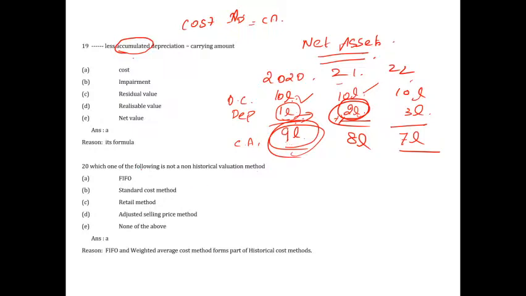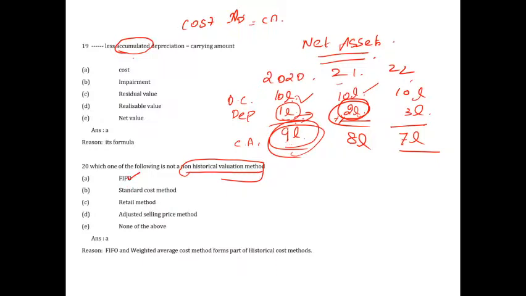Next question. Which one of the following is not a non-historical valuation method? Again, this is forming part of your framework and AS 2 question, Accounting Standard 2 Inventory. Now, please remember they are asking which one is not a non-historical valuation. The answer is FIFO.